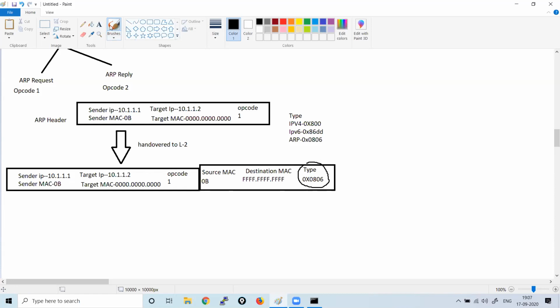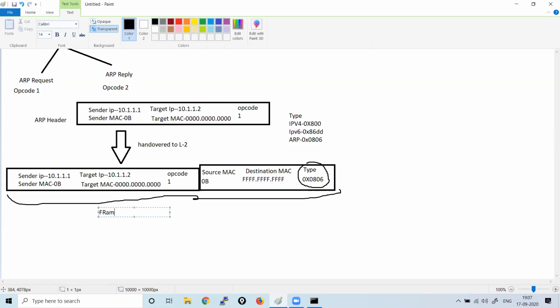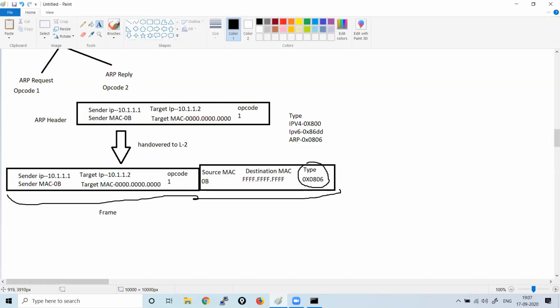Now, what is this entire thing called? Frame. Okay. Now, this frame is handed over to which layer? Physical layer. Correct.